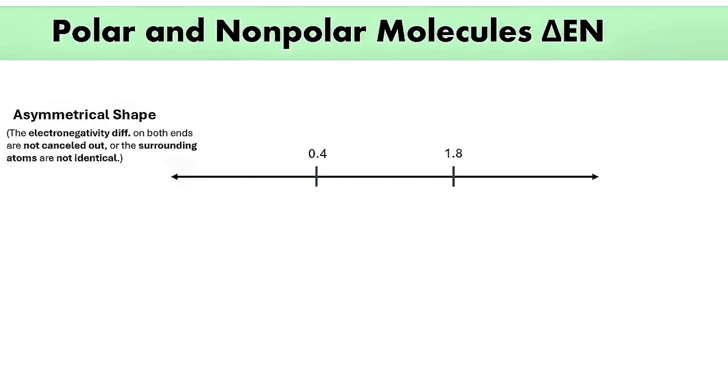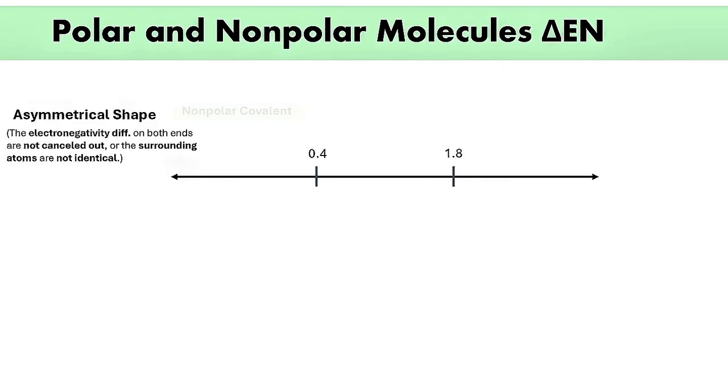Before we go to our next lesson or topic, let's review first the polar and nonpolar molecules based on their difference in electronegativity. So again, there are two types that you need to keep in mind if we're basing on the difference in electronegativity. You also need to keep in mind the shape of the molecule, if it is symmetrical or asymmetrical in shape. Let's start with the asymmetrical shape of the molecule.